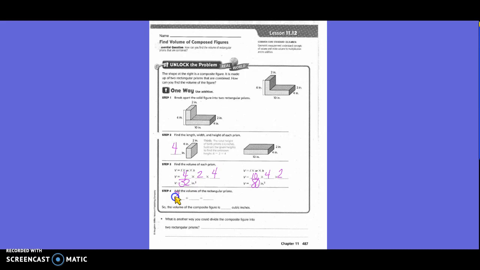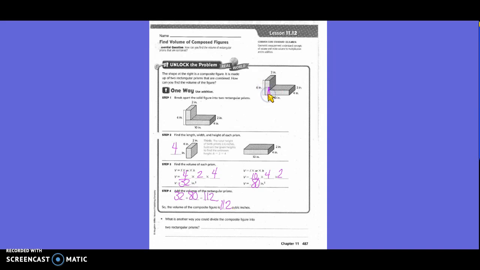And then 32 plus 80 is what, guys? 112. So the volume of the composite figure is 112 cubic inches. What is another way you could divide the composite figure into two rectangular prisms? So they broke it apart right here. Can we also just go down with it like this?